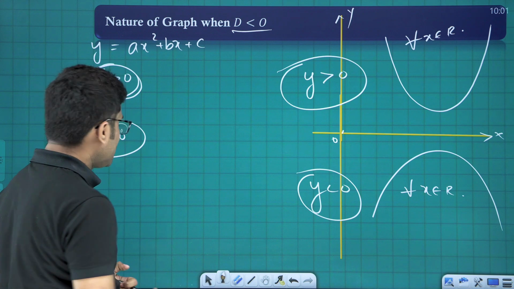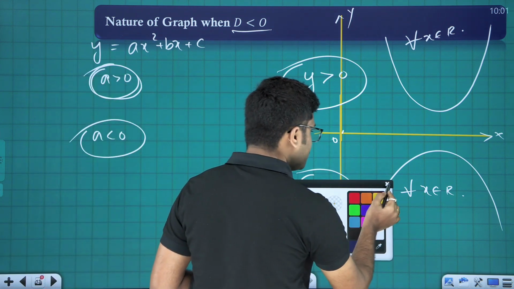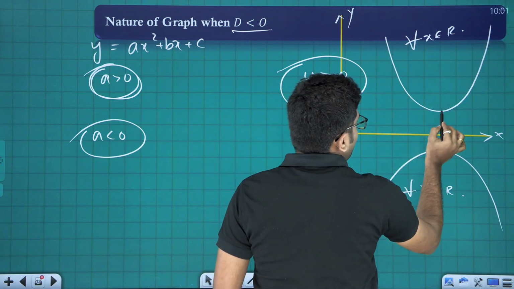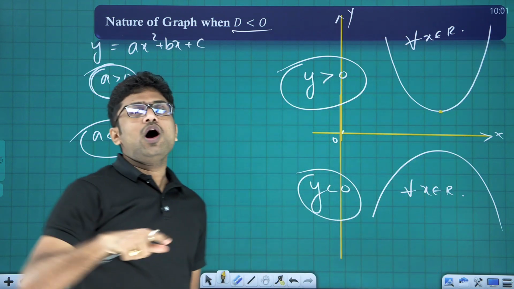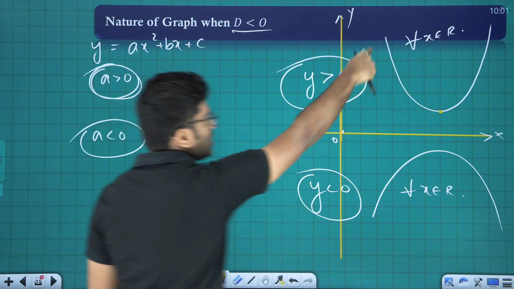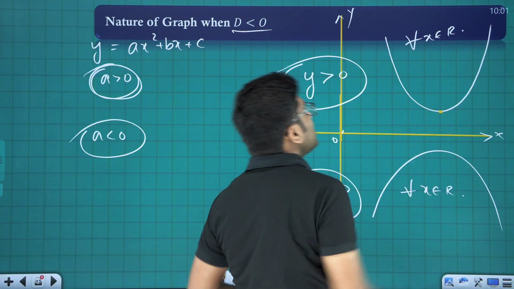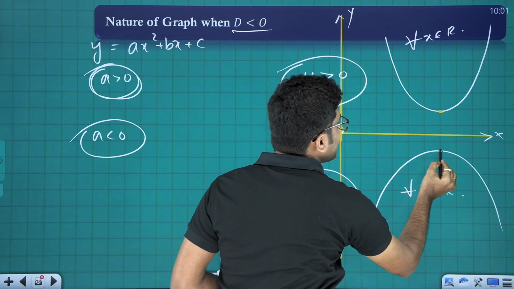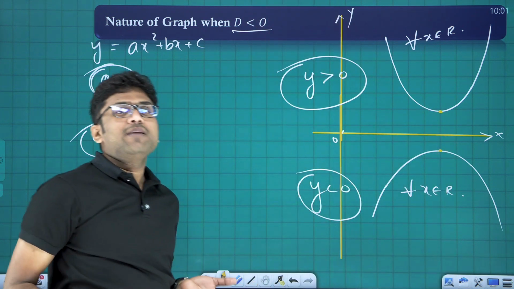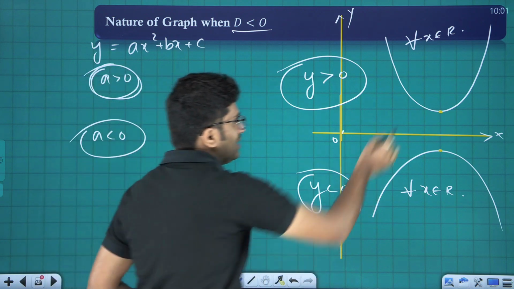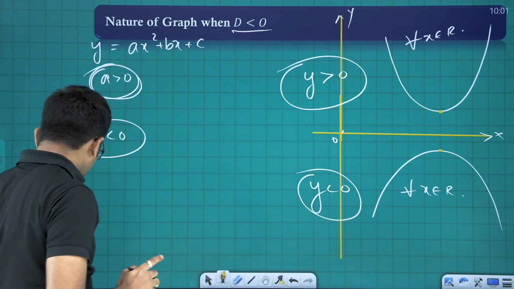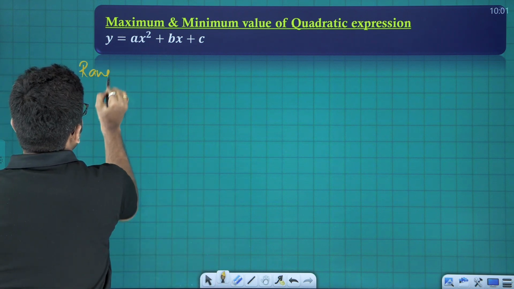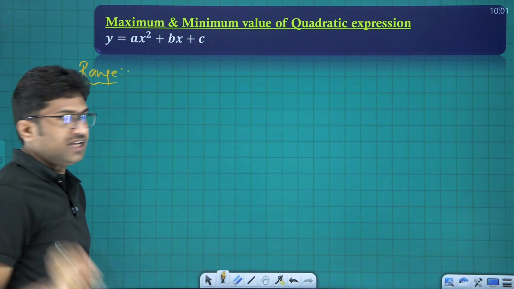Clear? And if you see this, the range of this expression, a quadratic expression has either only a minimum or only a maximum. In this case, it has only a minimum and it extends till infinity. In the other case, it has only a maximum, and the least value starts from minus infinity. So now the range of the quadratic expression.